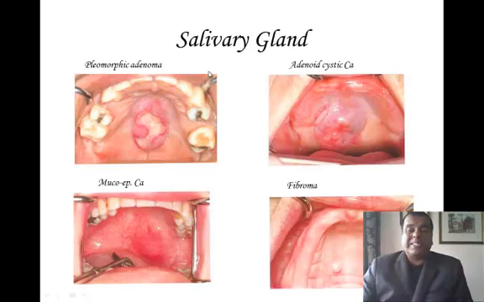So, to show you some clinical presentations, a pleomorphic adenoma, even though this is ulcerated, is a benign lesion, can occur from the palatal salivary glands. Adenoid cystic carcinoma, compare that to a mucoepidermoid carcinoma occurring in the palate, and a simple fibroma, which is non-salivary gland, just for comparison.